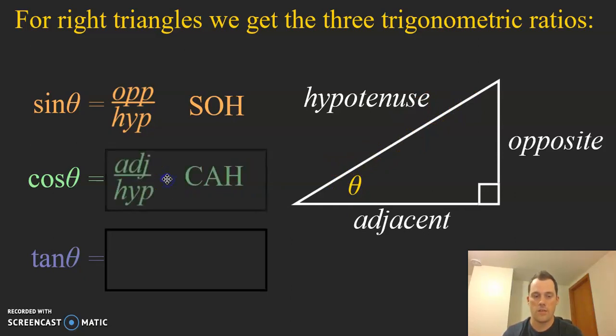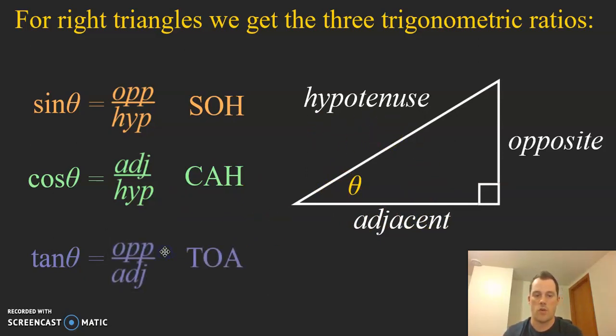For cosine, it's going to be adjacent over hypotenuse. So this side length divided by this side length. Tangent, it's opposite over adjacent. So we use this acronym SOHCAHTOA to help us remember that. So this represents sine equals opposite over hypotenuse, cosine equals adjacent over hypotenuse, and tangent equals opposite over adjacent.